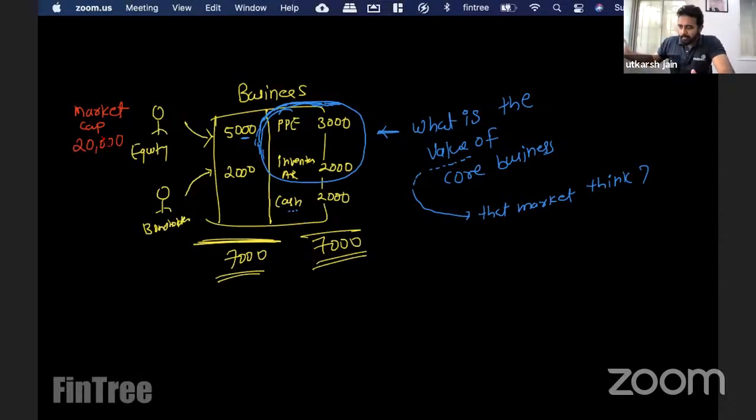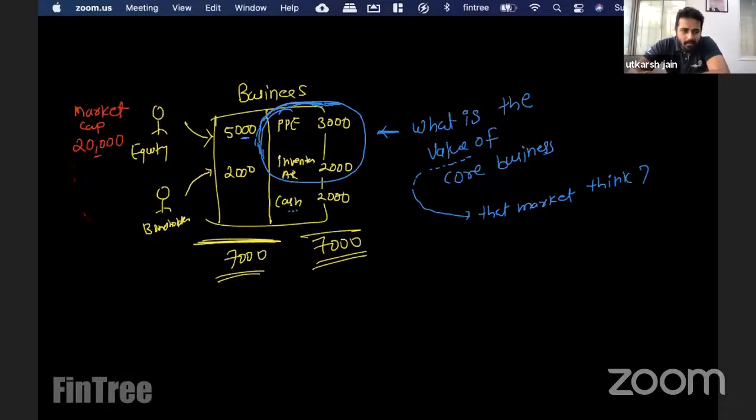Yes, of course. Why not? It happens all the time. The market values are 20, 30, 40 times of their book value, right? So the market values could be substantially higher than equity values in the book. So people in the market are willing to pay 20,000 to buy these equity shares.